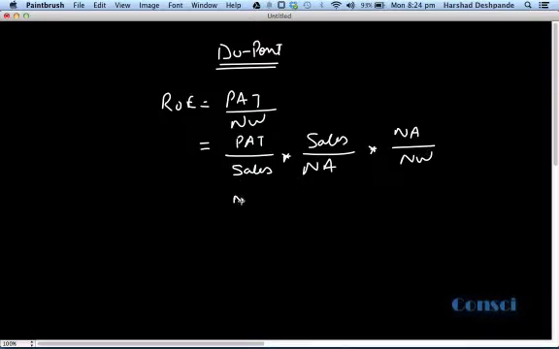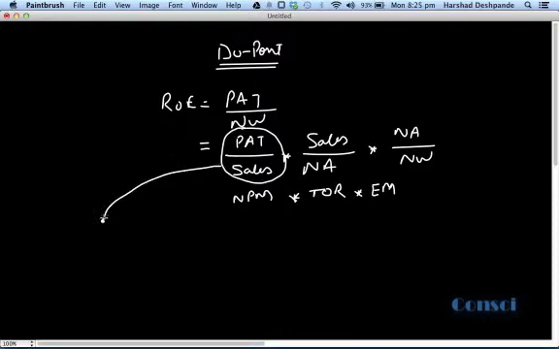Now this is called NPM, net profit margin. This is called net asset turnover ratio, so I will write turnover ratio, so TOR, and this is called a leverage ratio or equity multiplier, so I will write EM. Now by using this ratio you can analyze entire P&L of a company. So let us see how we can do that.